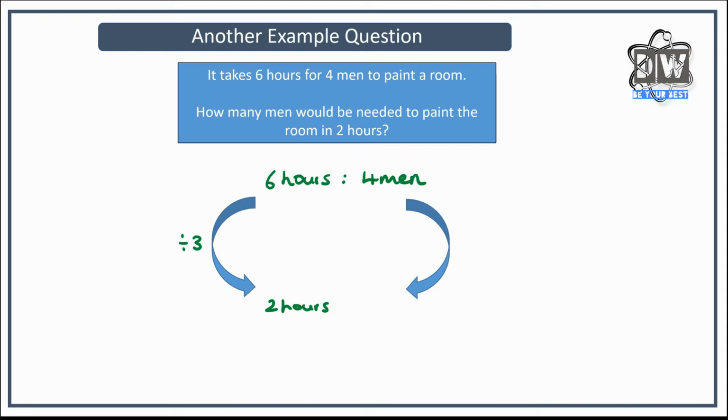So if we divide one side by 3, then we're going to times the other side by 3 because we're going to need more men to do the job quicker. So it would take 12 men 2 hours to do the job. And it really is as simple as that. I know that goes against what we've been doing. We've divided and divided or times and times, but on this one, we do it slightly differently.